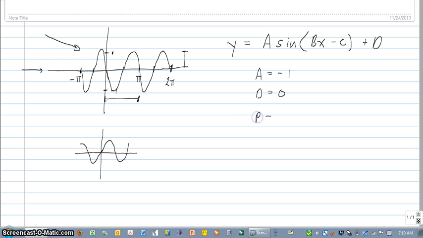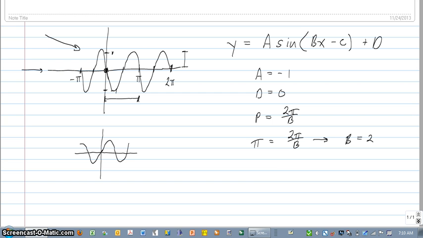So that means if I plug pi in for the period, that means that b has to be 2. b has to be 2, and if we just take this to be a sine graph, it's still starting its cycle at the origin, so it hasn't been shifted left or right.